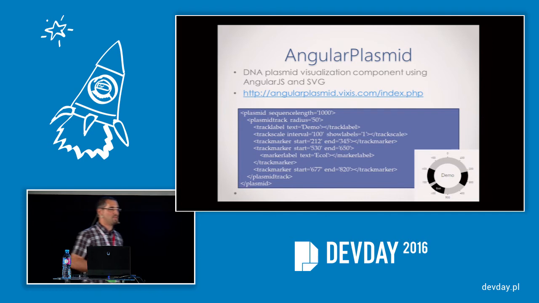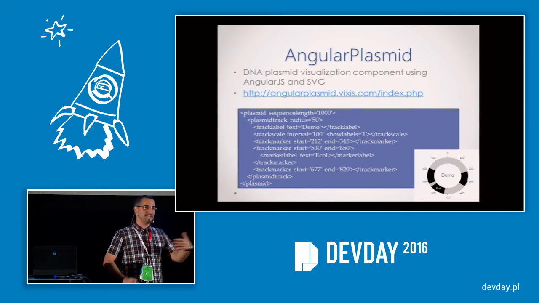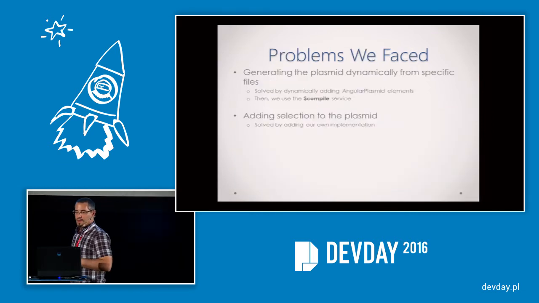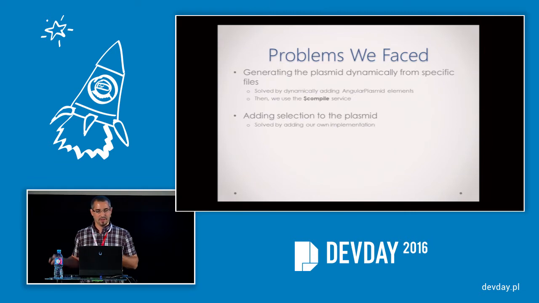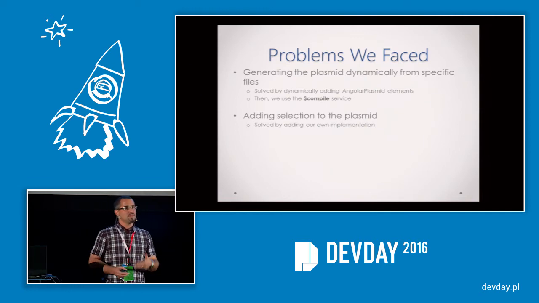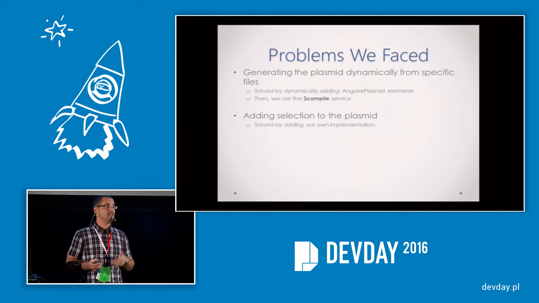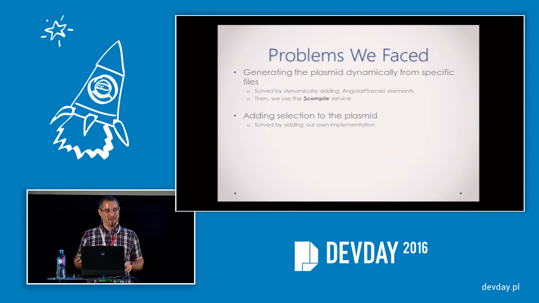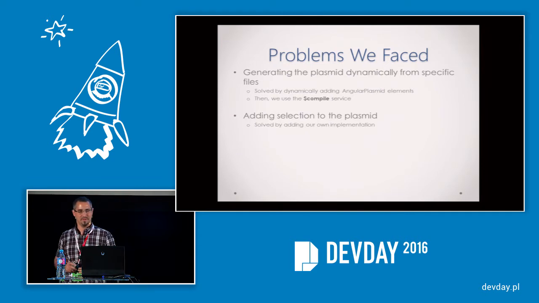But my requirements were to load files dynamically, parse them, and generate them. So how can you do that? You use the compile service in Angular, you create the elements dynamically, and then compile them and add them to your web page. Also, we didn't have any option for selection on the plasmid, so I had to create my own. I used linear algebra and things that you probably learned in university in order to create that. But this is another discussion, how to calculate on the screen some things.